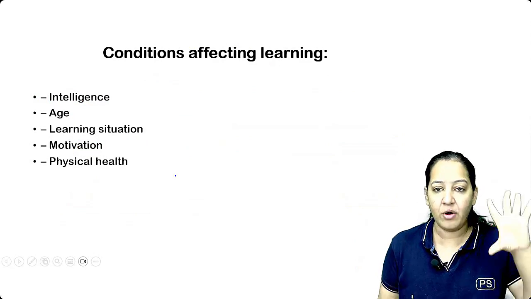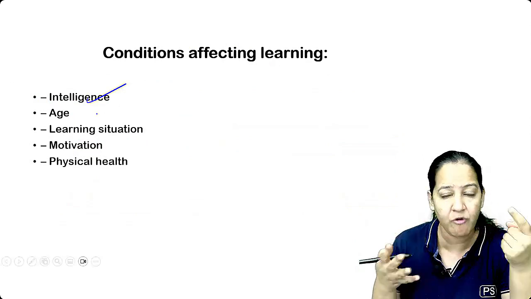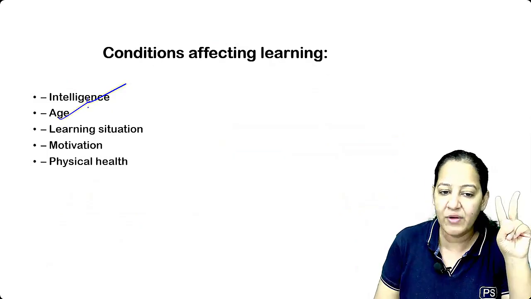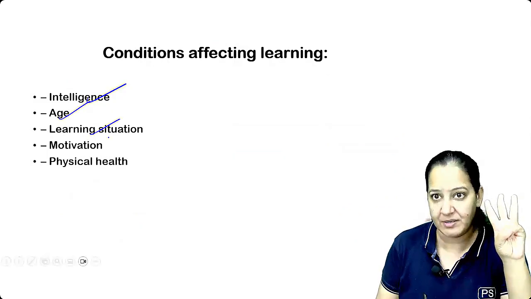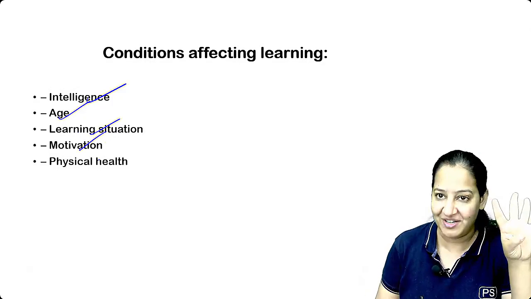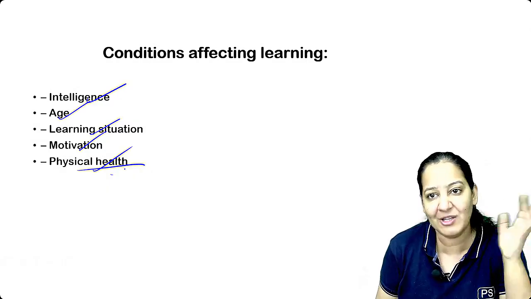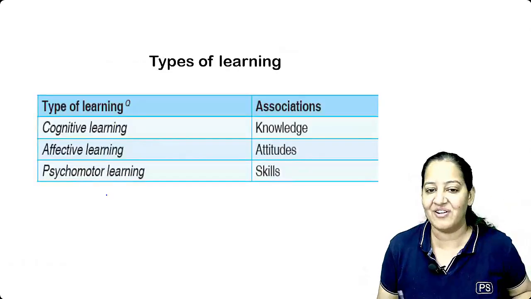So learning depends on 5 factors. Number 1, the intelligence. What is your intelligence? That depends on how fast you are doing the learning. Number 2, your age. Number 3, learning situation. The situation is ideal, the educator is good, and everything is good. Then motivation and physical health. You are healthy, then only you can learn. If you are sick, you are ill, you cannot learn. So these are the 5 factors on which learning depends.